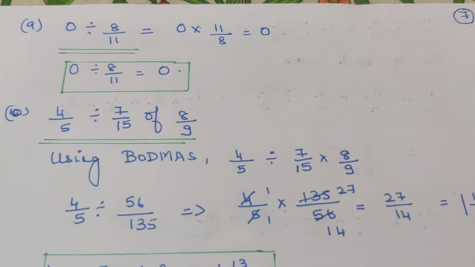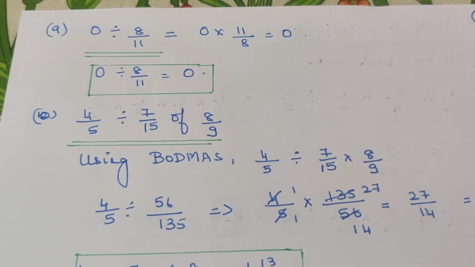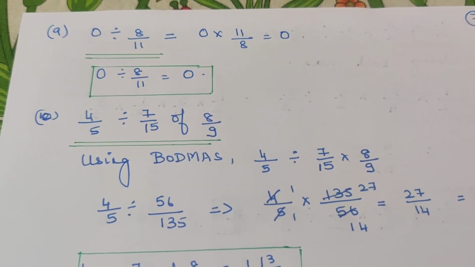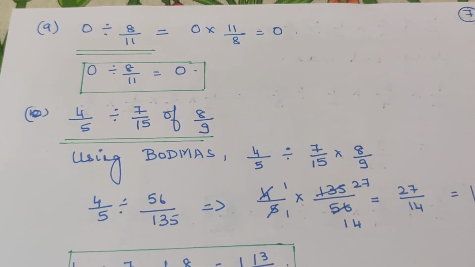Next sum is pretty easy. 0 divided by 8/11 is equal to 0 × 11/8. That is equal to 0. Therefore, 0 divided by 8/11 is equal to 0.